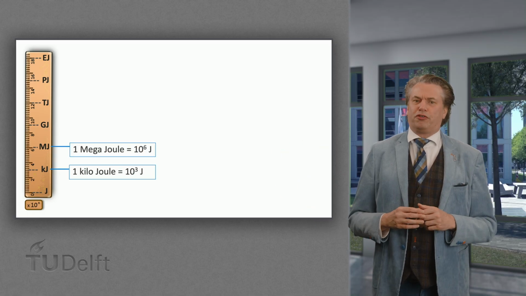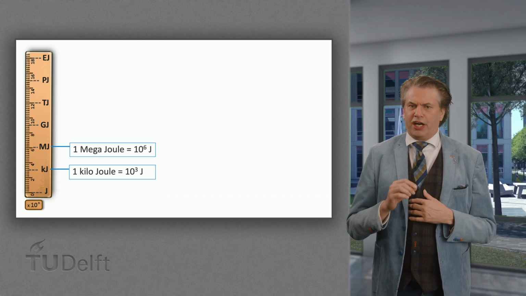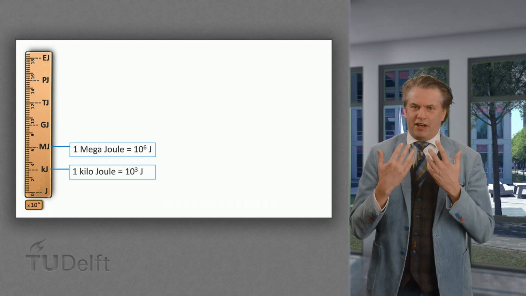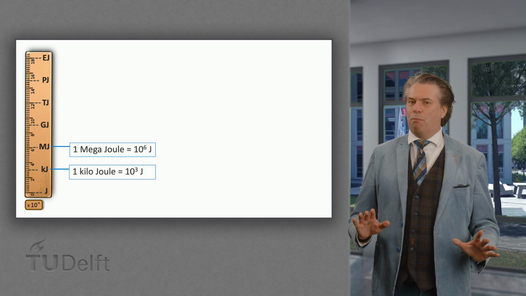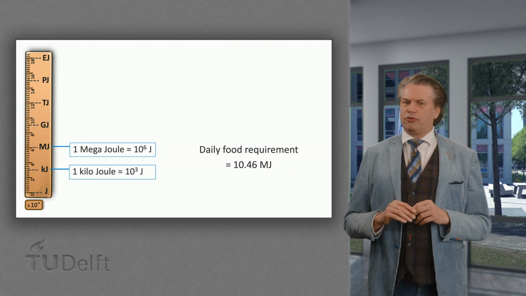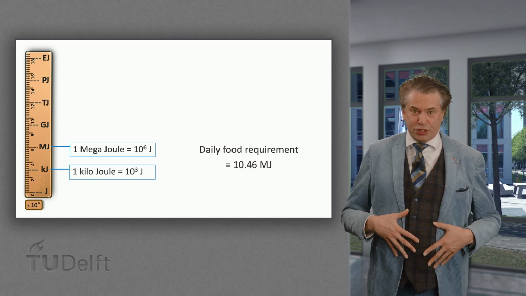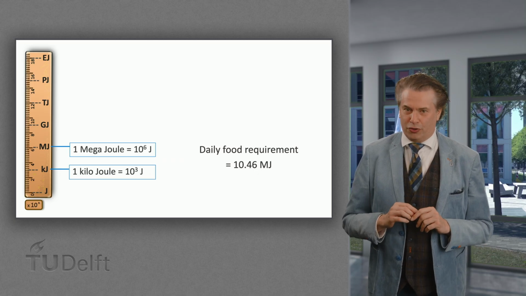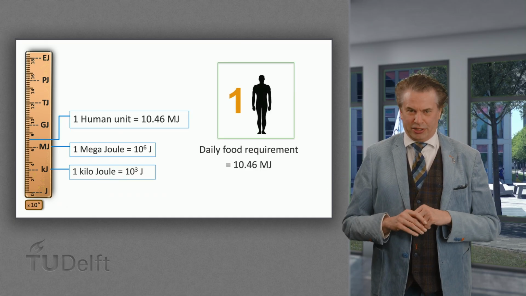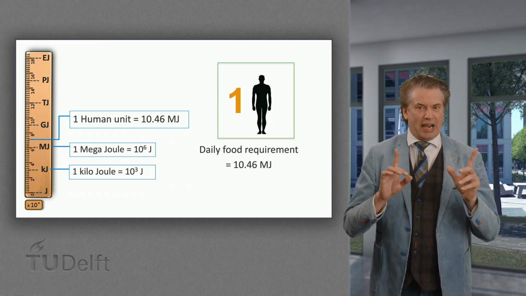To put all the different orders of magnitude into a context we can all relate to, let me define a unit based on ourselves. It's not an official unit, but just for fun, I will now define the human unit. This will help us to compare energy at a more personal level. The average person requires about 10.46 megajoules of chemical energy in the form of food every day to stay healthy and function normally. We will now refer to this quantity of energy as 1 human unit. 1 human unit of energy is equal then to 10.46 megajoules.